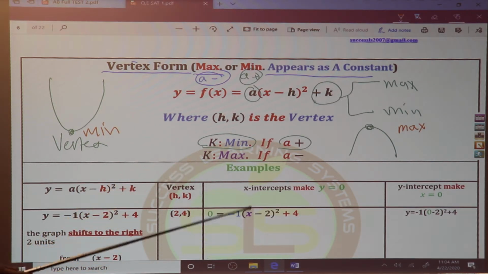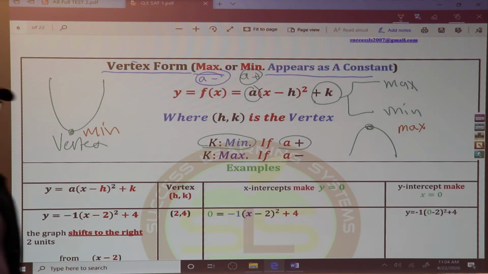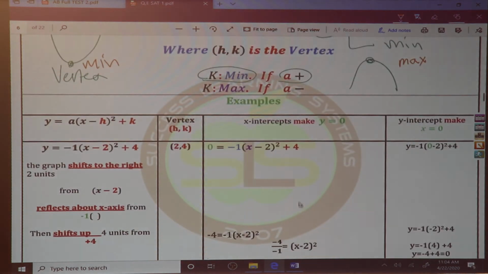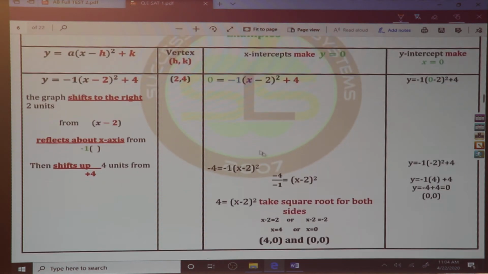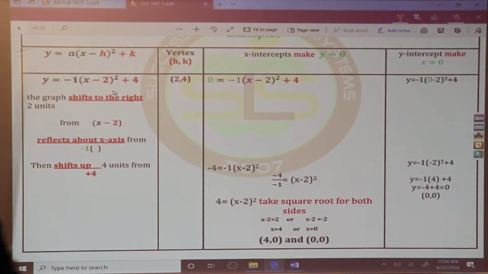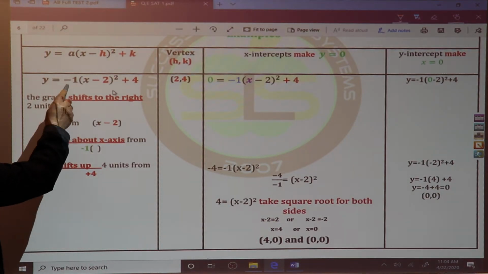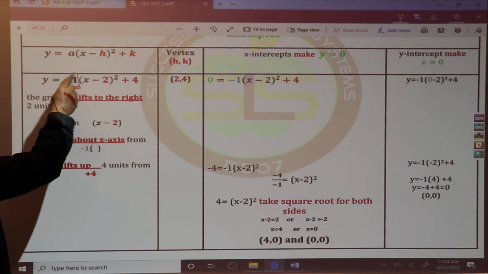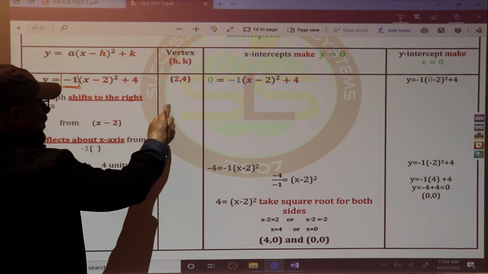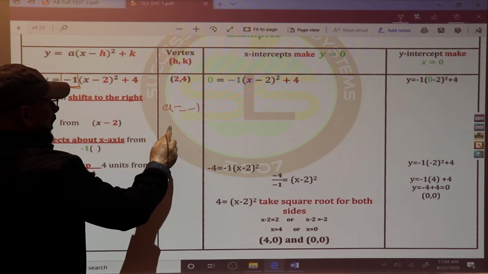Now, to find the x-intercept and y-intercept, we'll show you some examples. To save your time, I made the example in this form. My equation is, watch here. A is negative 1, which means maximum.